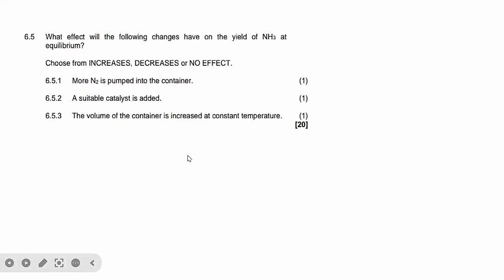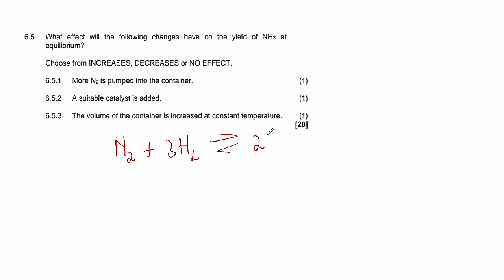Now 6.5 says, what effect will the following changes have on the yield of NH3 at equilibrium, right? So what effect will it have on the yield, right? Remember our reaction there, our balanced chemical equation was like this. So the 3H2 and then reverse reaction to give us 2NH3. Now let's base it on that.